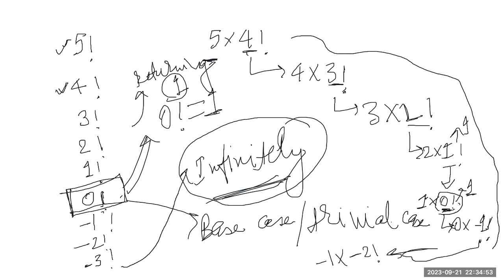Thereafter, I will return 2 into 1, which is 2, to 2 factorial, and then I will return 3 into 2, that is 6, to this 3 factorial. Then this 6 into 4 is 24, and I will return that 24 to this factorial 4, and finally 5 into this 24, I am getting the output 120.